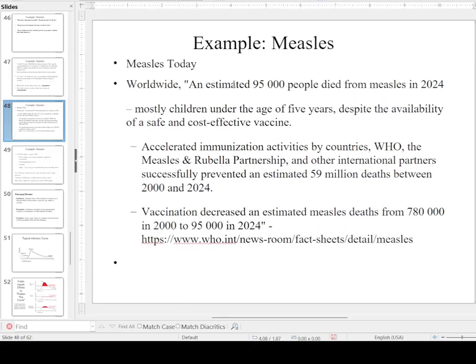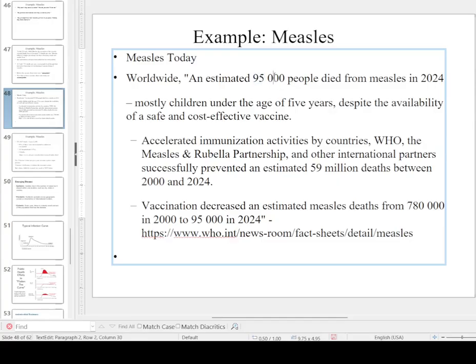Measles today, worldwide, an estimated 95,000 people died from measles in 2024, which is the latest available numbers, from WHO.int. Most of these 95,000 were children under 5 years old. Again, because even though vaccines are available, the kids' access to vaccines was impaired. When vaccines are available, they estimate that almost 60 million lives were saved. So 60 million deaths were prevented.